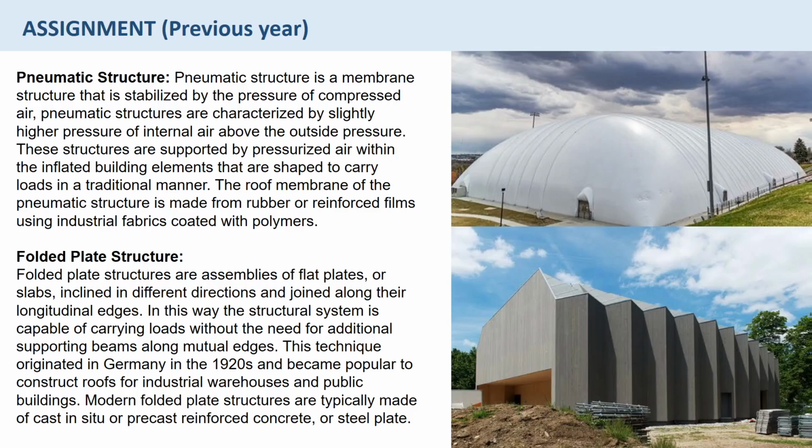Diagrid is a framework of diagonally intersecting beams which is used in the construction of buildings and roofs. The diagrid obviates the need for columns and can be used to make large column-free expanses of roofing. So the answer is pneumatic structure.